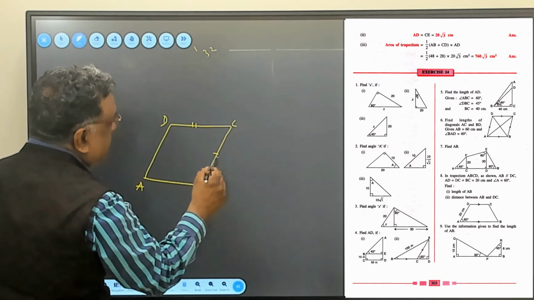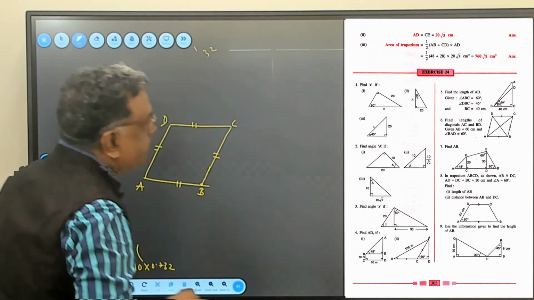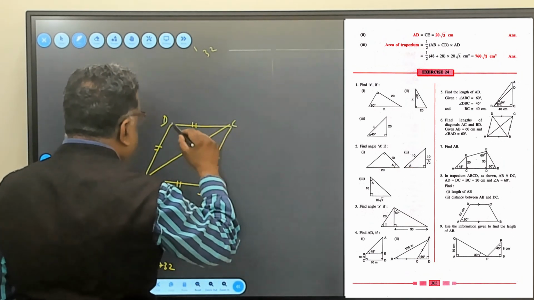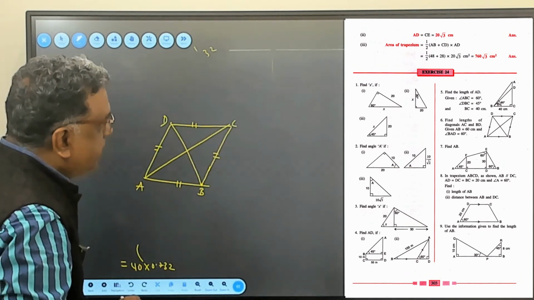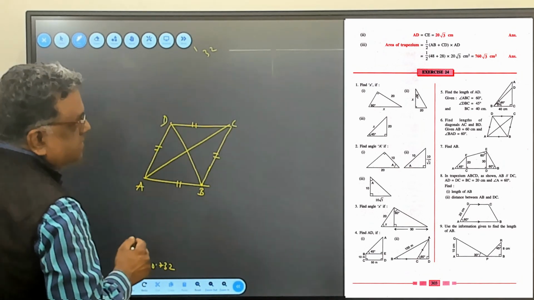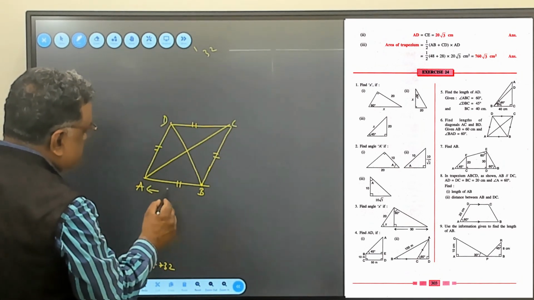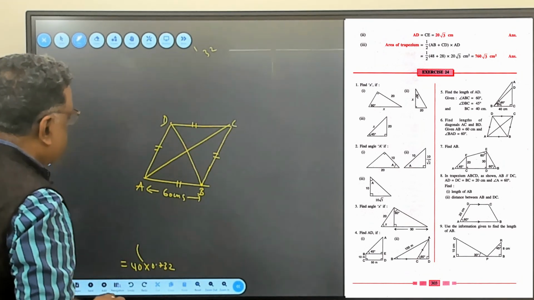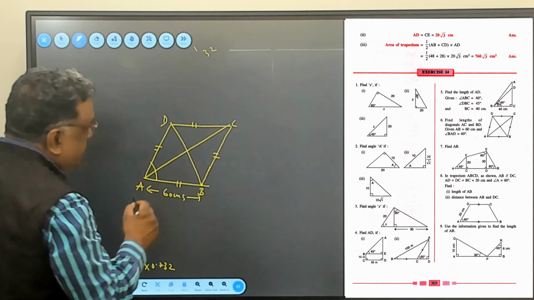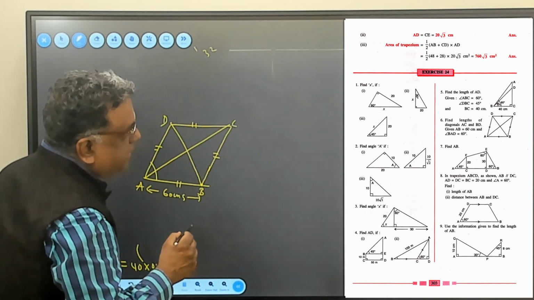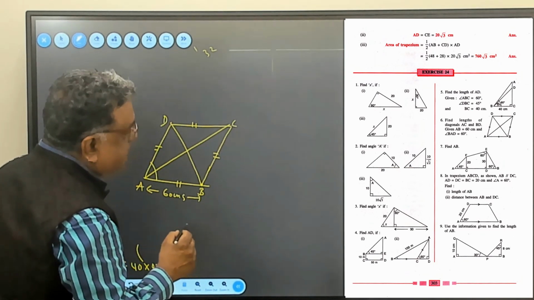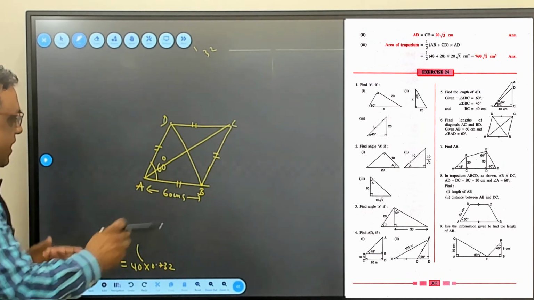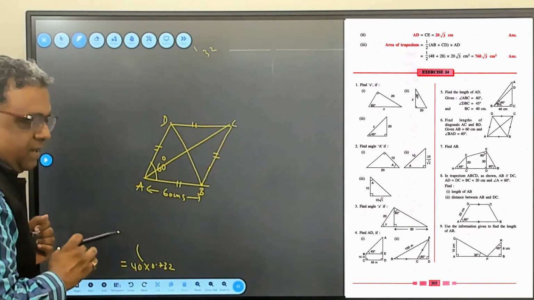All 4 sides are equal. It has been given. And I have to find the length of these diagonals. And AB is given to me as 60 centimeters. So this is 60 centimeters. Okay. And this angle BAD is given to me as 60 degrees. Okay. And I have to find out the length of the diagonals.